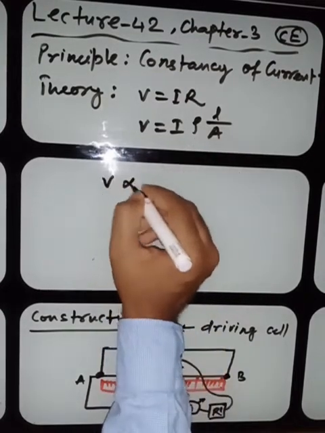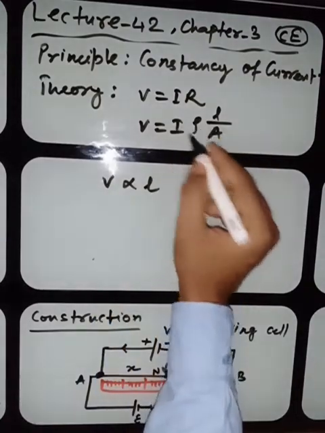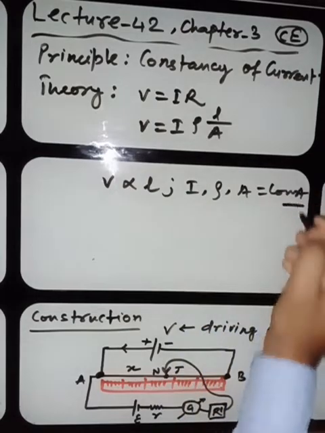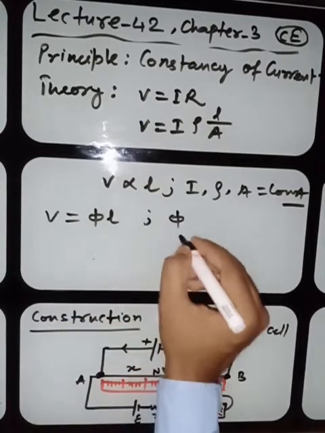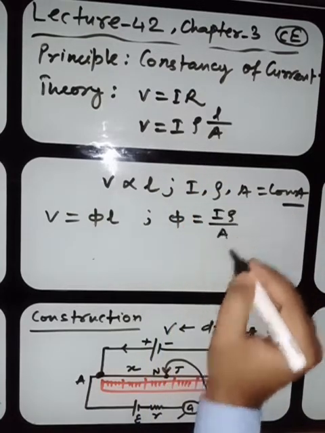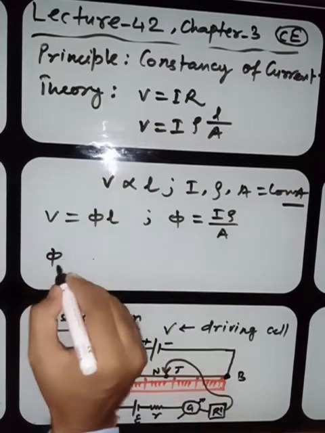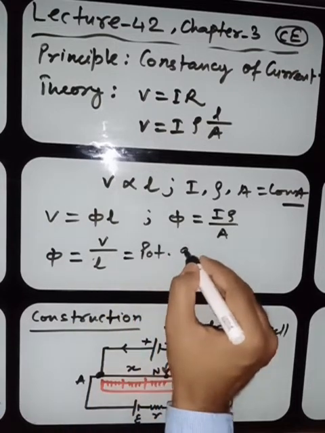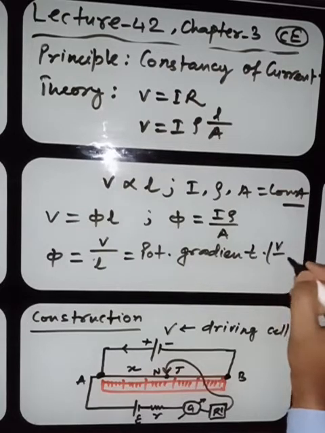It means V is directly proportional to what? L, the length. Remember, at constant I, rho and A, V is equal to phi times L, where phi is nothing but I rho by A. This phi, which is the proportionality constant, is called the potential gradient. How? You can see from here, phi can be written as V by L. This is called the potential gradient, and it is in volt per meter.